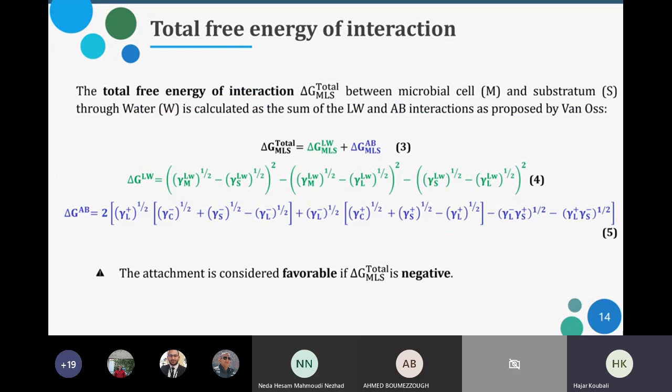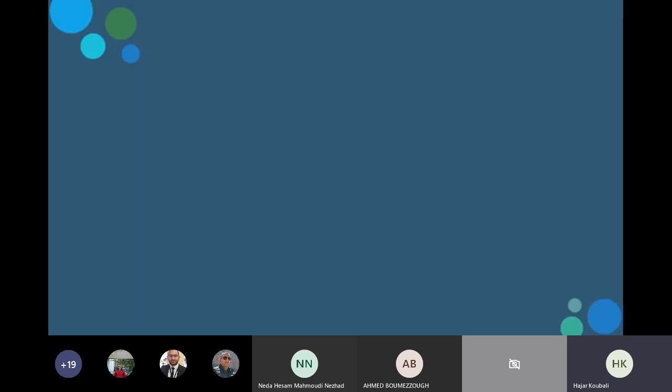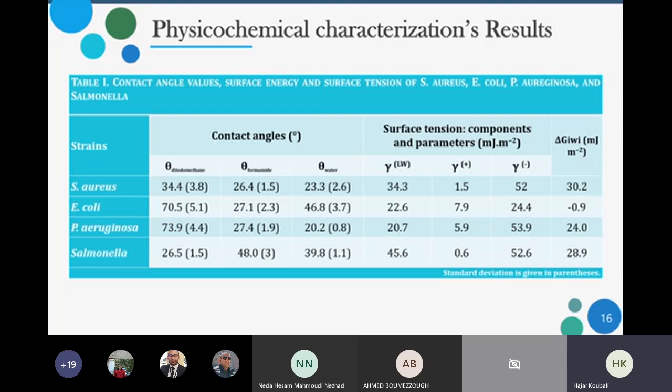In this section, we are going to present now the physical chemical characterization of the four studied strains. In this table, the first three columns present the contact angle measurement results of diiodomethane, formamide, and then water. The fourth one presents the van der Waals component. The fifth and the sixth one present the acid-base interaction. As for the last one, it presents the free energy of interaction delta GIWI.